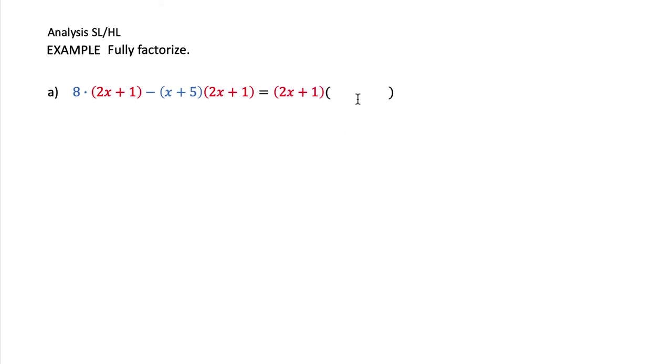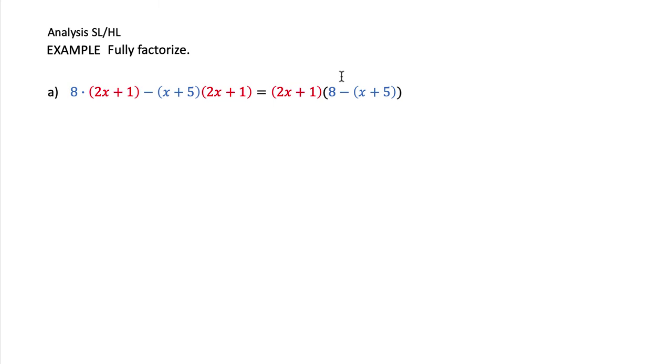Then in the first place, you'd think, what times 2x plus 1 makes 8 times 2x plus 1? Well, the 2x plus 1 is multiplied by 8 in here, so you'll have to put 8 in the first place. Then in the second place, what times 2x plus 1 gives that? Well, 2x plus 1 has been multiplied by negative x plus 5. So you would have to put that in the second place.